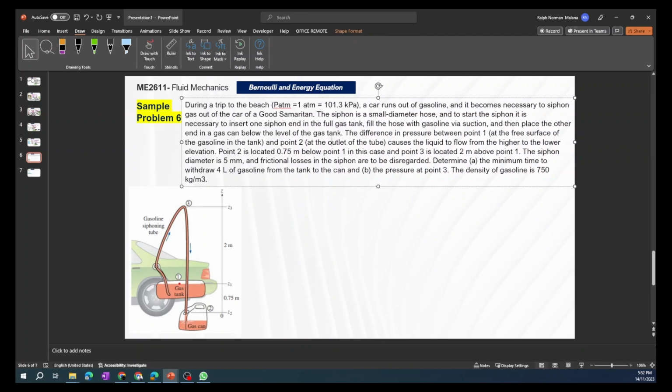So the difference between point 1 at the free surface of the gasoline, so this one, and point 2 at the outlet of the tube is going to be 0.75 meters below point 1. So there we go. And point 3 is located 2 meters above point 1. The siphon diameter, this one is 5 millimeters, and the frictional losses in the siphon are to be disregarded. We are to determine A, the minimum time to withdraw 4 liters of gasoline from the tank to the can, and B, the pressure at point 3. We are also given the density of gasoline at 750 kilograms per meter cubed. Okay. Sige.